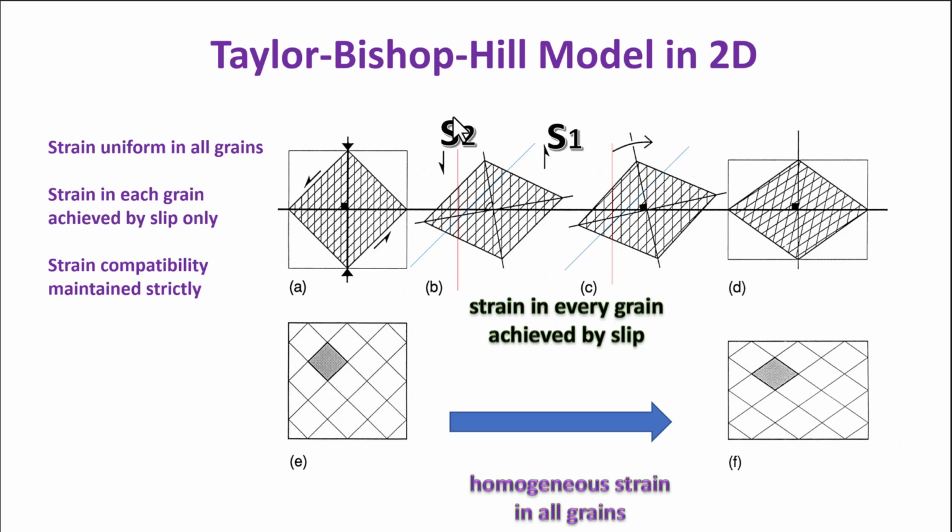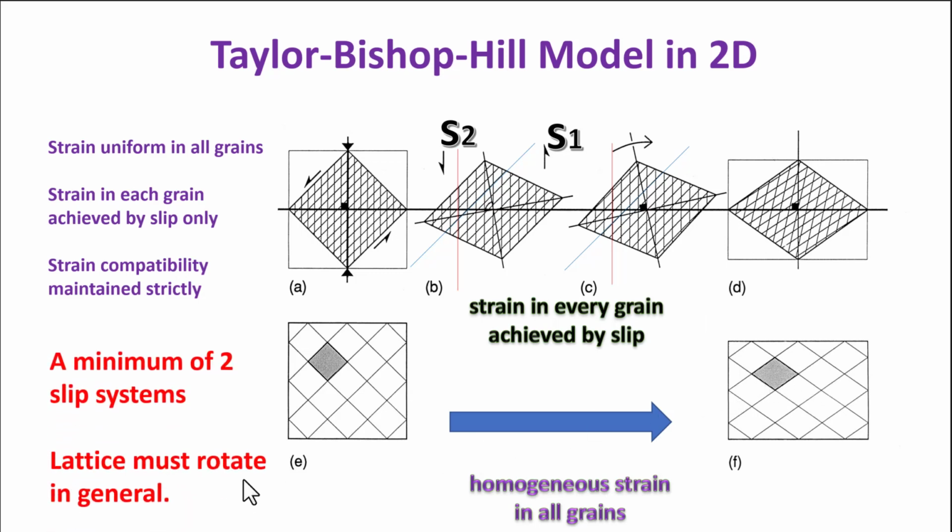Although the operation of the two slip systems leads to the final shape, the orientation is not right. So it must have an additional rigid body rotation to rotate the lattice, such that this grain will attain the final shape and the final orientation. Therefore, two most important points here. One is, for two-dimensional deformation to achieve the required strain, a minimum of two slip systems are required. Second, the crystal lattice must rotate in general.